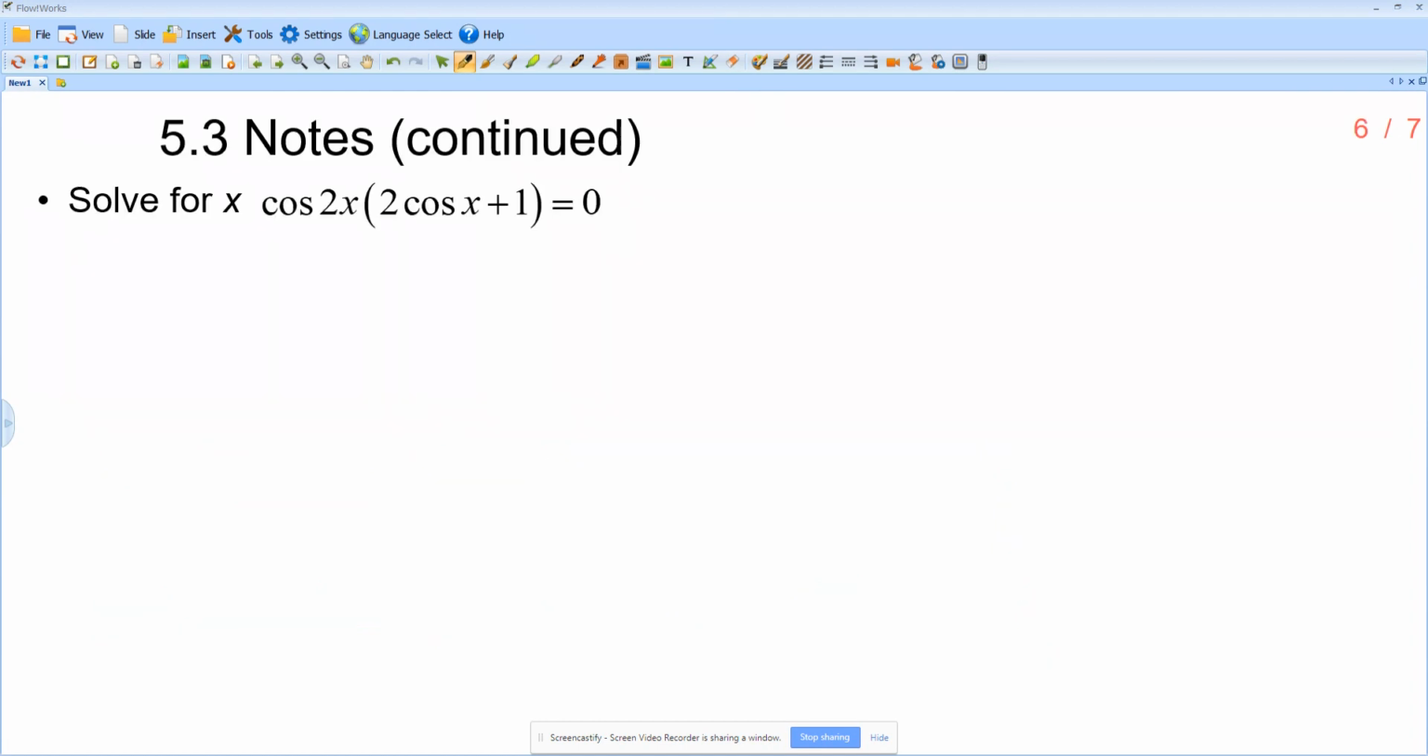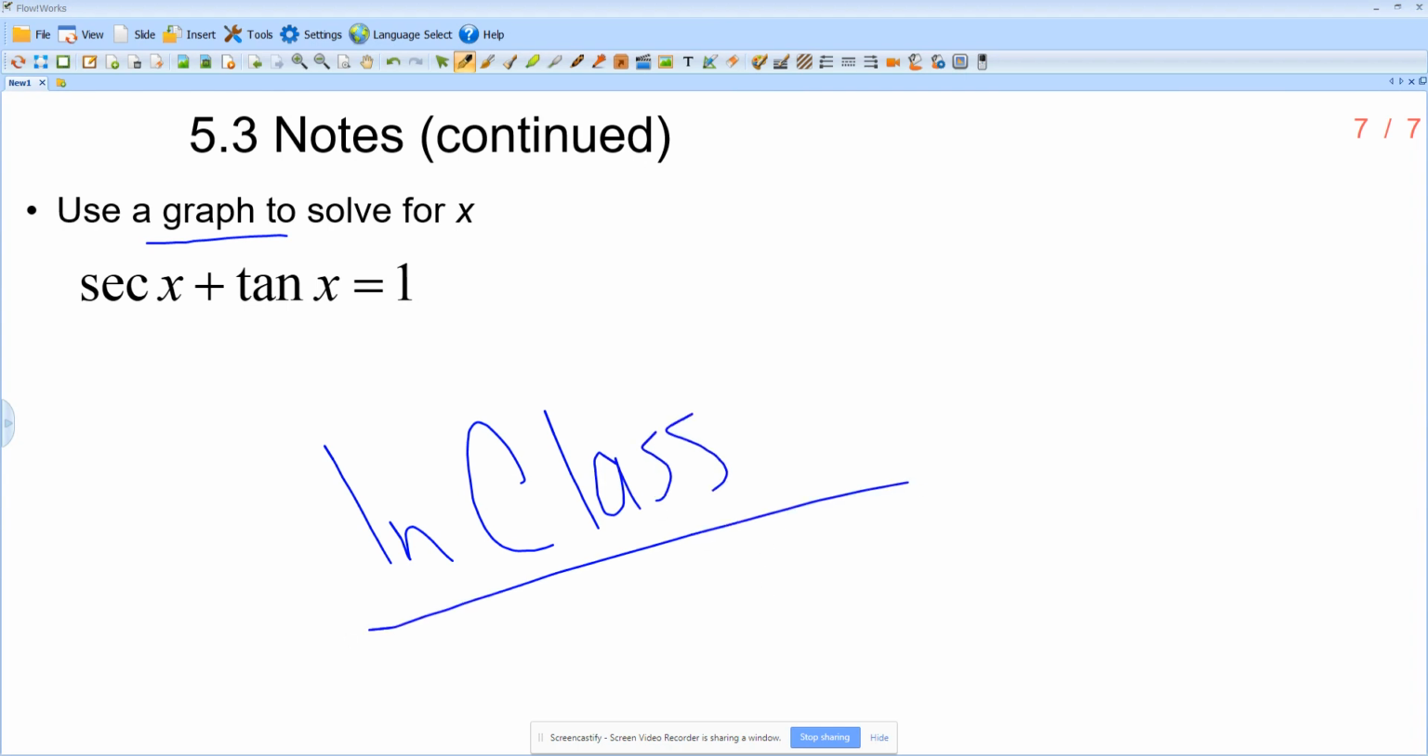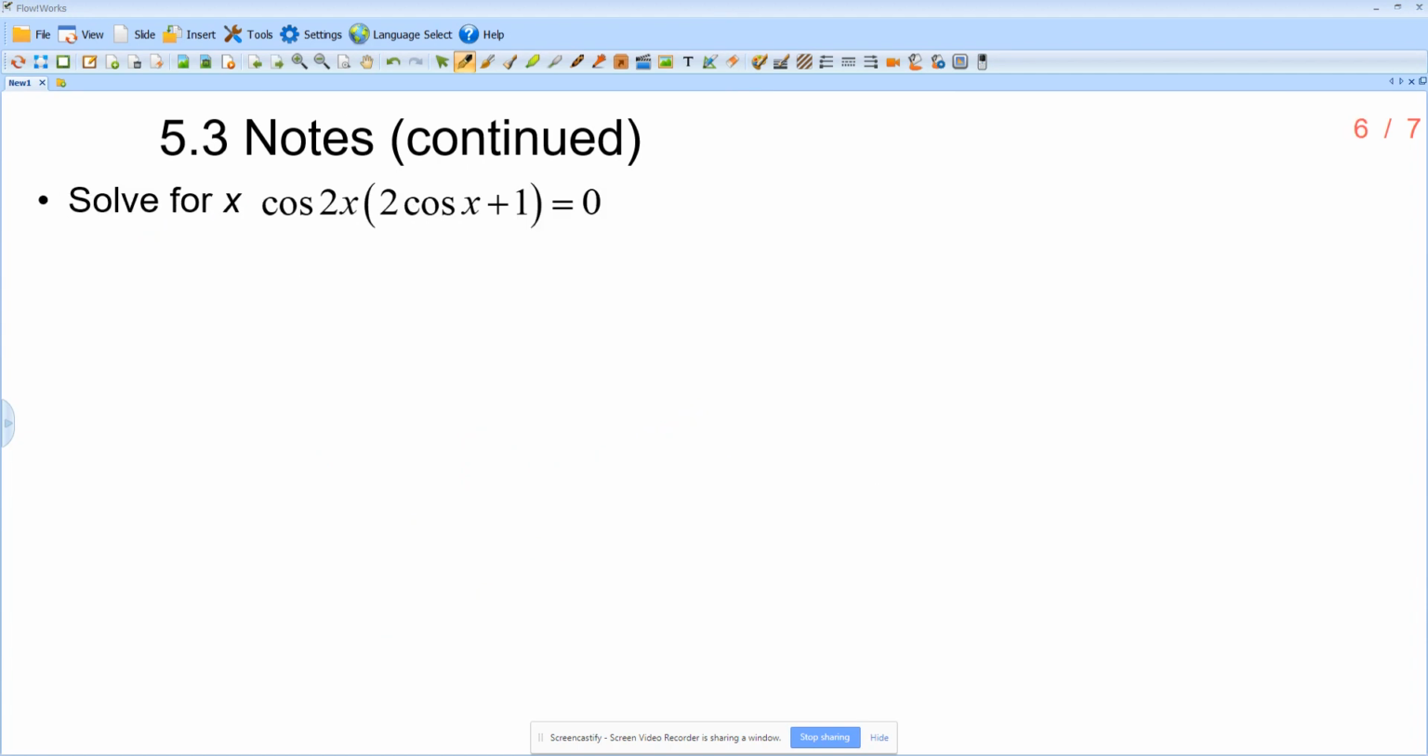All right, just one more example. This last example says use a graph. So we're going to do this one in class. Don't write in class really big here, because I'm still going to do the problem, or somebody's going to do the problem, and you're going to want to write things down, maybe.